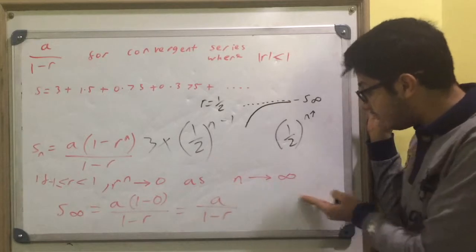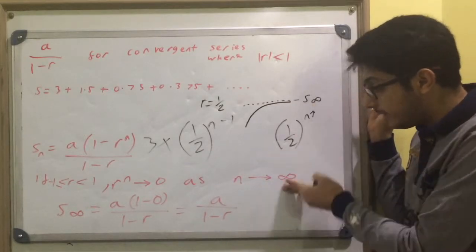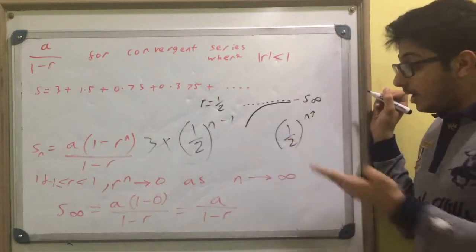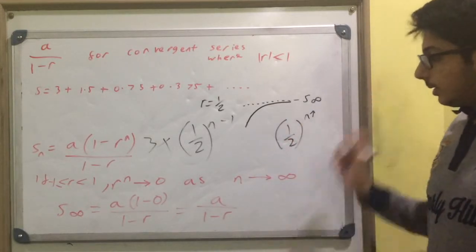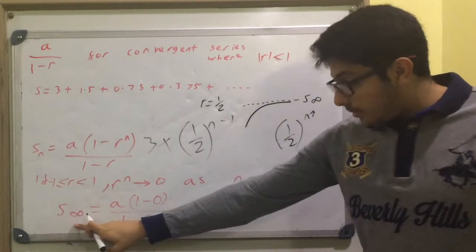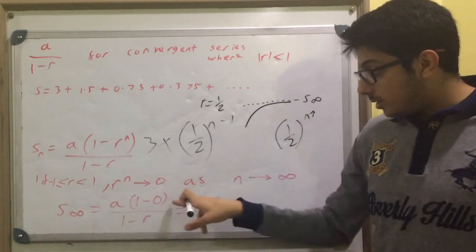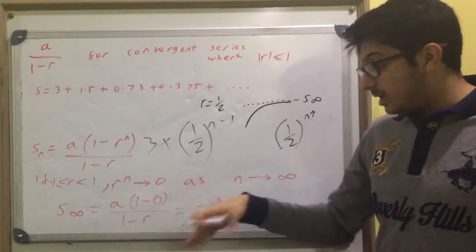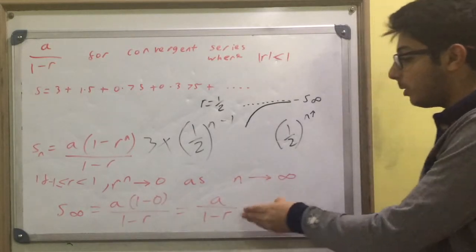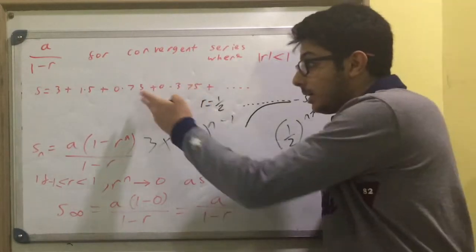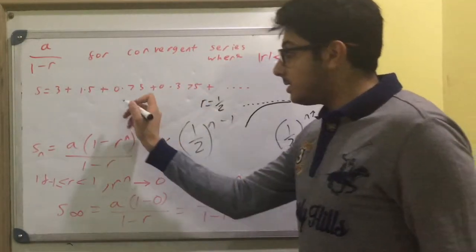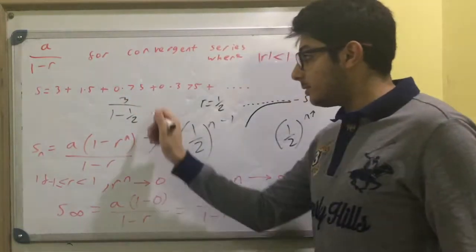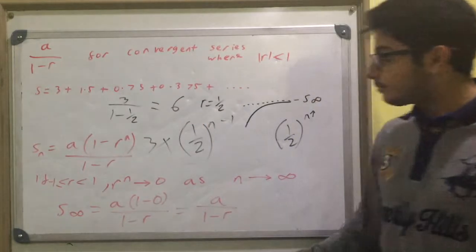So as n tends to infinity, as n goes higher and higher to infinity, the value of r to the n might as well be 0. So, the sum to infinity, a times 1 minus r to the n, might as well be a times 1 minus 0, so a times 1. You get a over 1 minus r. So the sum to infinity for this series is going to be 3 over 1 minus a half. So it's going to be 6.